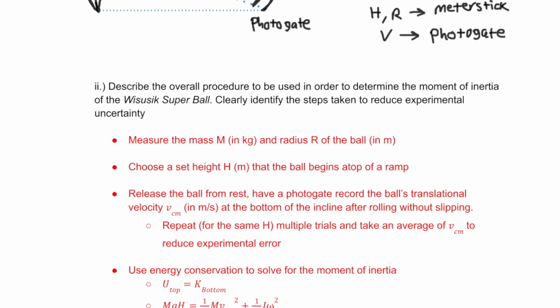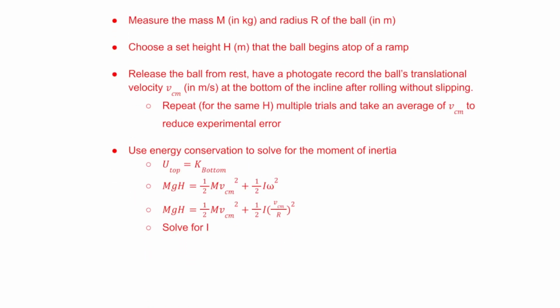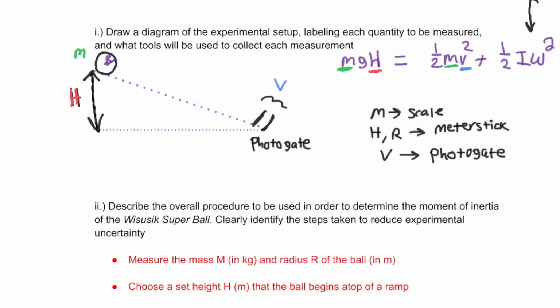Because again, if we drop it from the same height, just taking multiple measurements is going to get us a better estimate of what the true value of v is for that h. And then you just set up an energy conservation equation to solve for I. And notice we have everything we need to solve for I. So that would be a complete design your own.